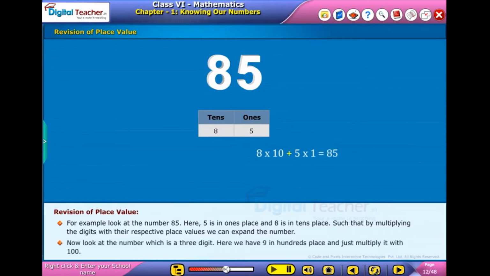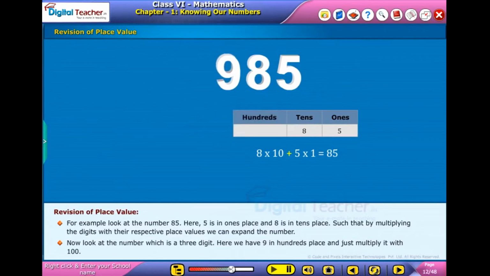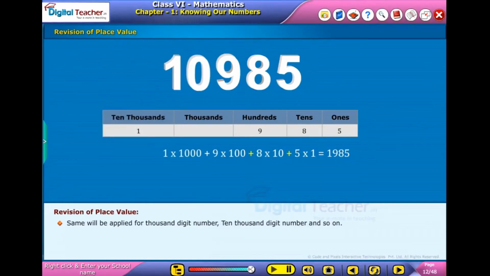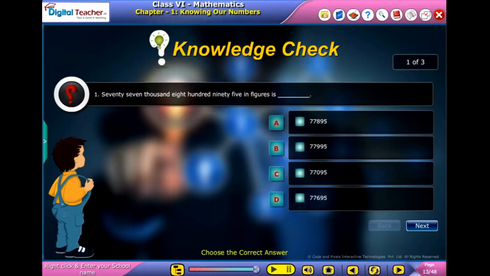Now, look at the number which is a 3-digit. Here, we have 9 in hundreds place and just multiply it with 100. Same will be applied for 1000-digit number, 10,000-digit number, and so on. Knowledge check. Attempt the following questions to check your understanding.